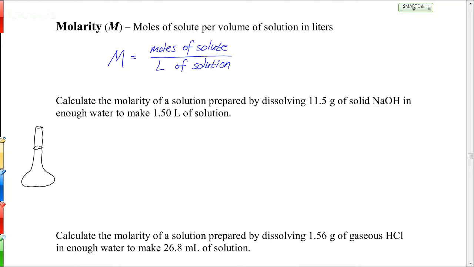So we end up being able to do things like this: calculate the molarity of a solution prepared by dissolving 11.5 grams of solid NaOH in enough water to make 1.5 liters of solution. So all you got to do for that is convert grams to moles, and then put it over the volume, and that's your molarity.